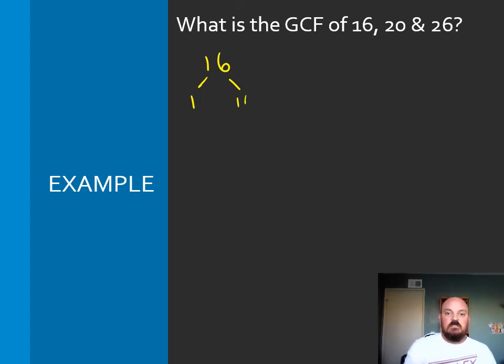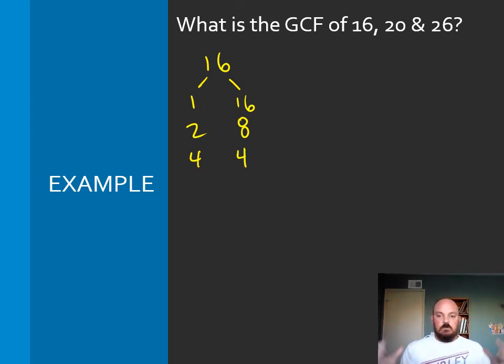We have 1 times 16, definitely, always start with 1. 2 works, 2 times 8 is 16. 3 does not work. 4 works, 4 times 4. And that's the end of our list, because once you hit the same number again, 4 worked and it's on both sides, we're done. 5 doesn't work, 6 doesn't work, nothing else will work.